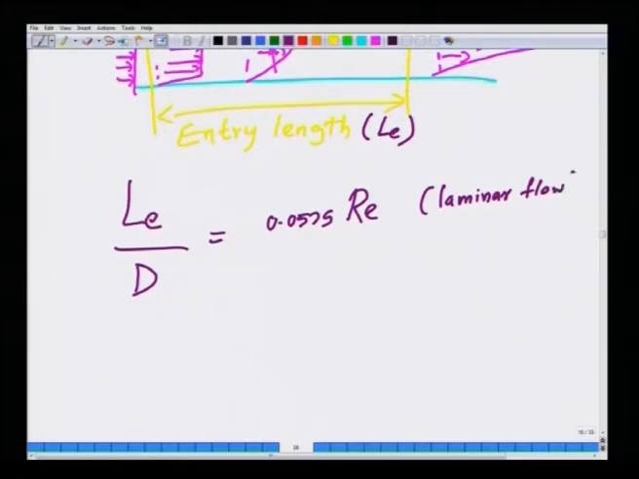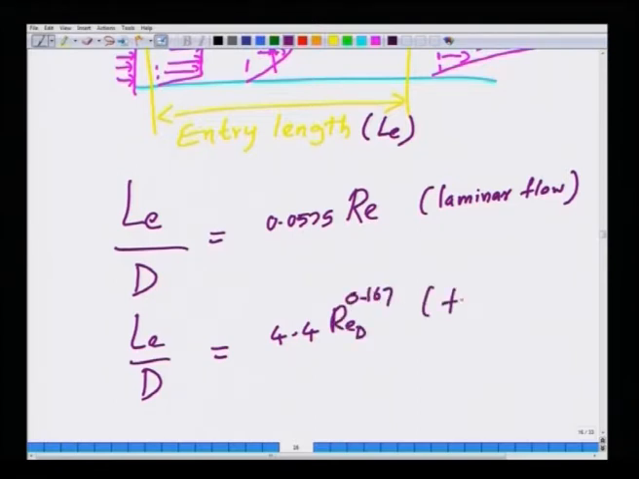That is, as the Reynolds number increases, more and more length of the pipe, more distance is required for the flow to become fully developed. And the same quantity for a turbulent flow is 4.4 ReD to the power 0.167. These are from experiments, in the turbulent regime. These are experimental observations.